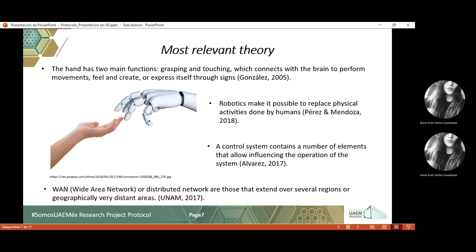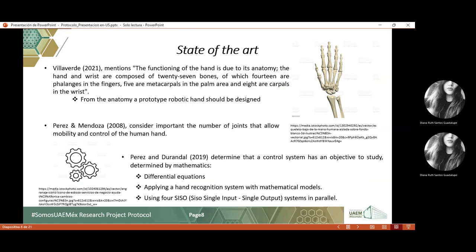Within the most relevant theory: the hand has two main functions. Robots make it possible to replace physical activities done by humans. A control system consists of a number of elements that allow influencing the operation of the system. A wide area network does not extend over a single location but over several regions or geographically very distant areas. Some important works to be considered for the state of the art are mentioned.